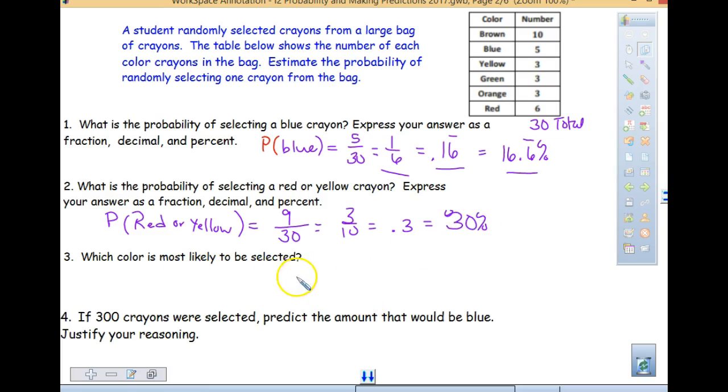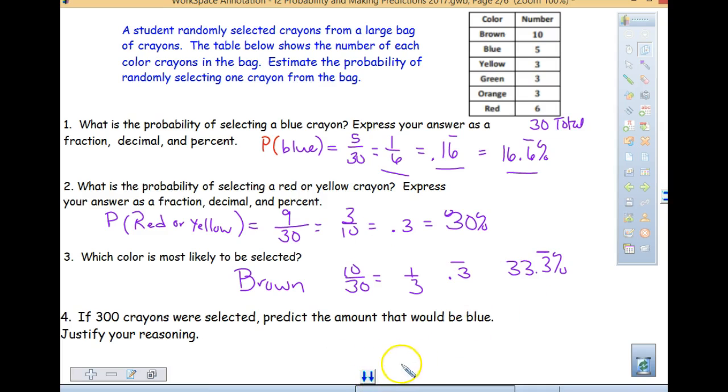So which color is most likely to be selected of all of ours here? Brown. The brown, if we are looking at that. And if we are looking at brown, we would easily be able to see that that was 10 out of 30, which gives us 1/3, 0.3 repeating, 33.3%. You do want to keep the repeating line because it is not exactly 33%. It's 33 1/3, 33.3.